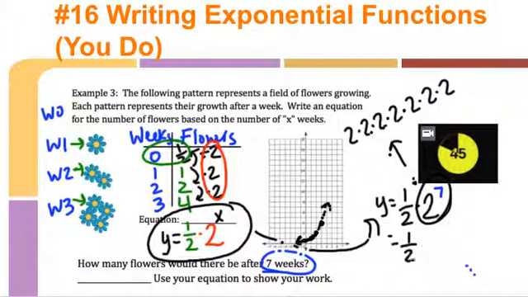So that's 1/2 times 128. Multiply that by 1/2 and I get 64. So after 7 weeks, there would be 64 flowers.